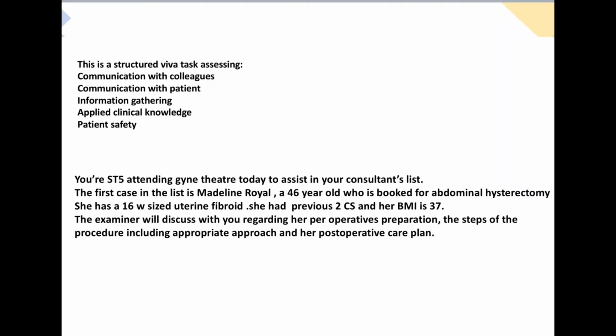So it can come as a separate station or can come as a part of gynae list. So we need to know and fulfill whatever question can be asked about hysterectomy. So the first question may be what are the preoperative checks, or what are you going to do for the patient preoperatively.